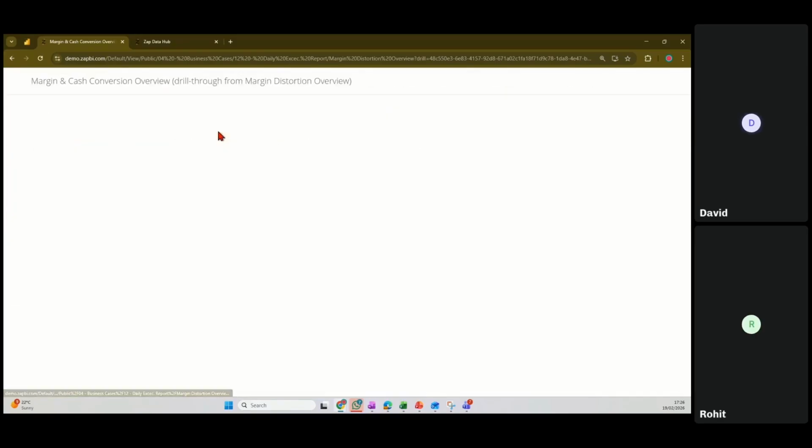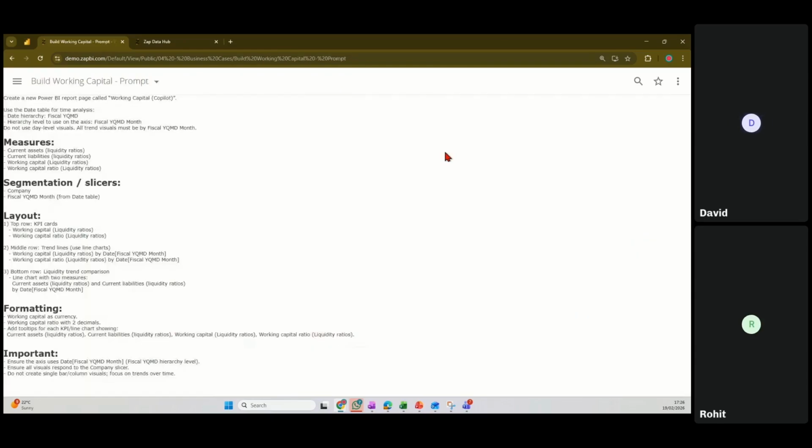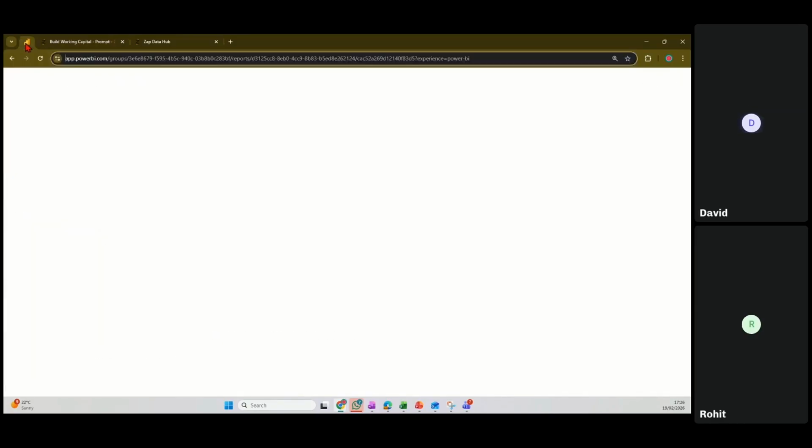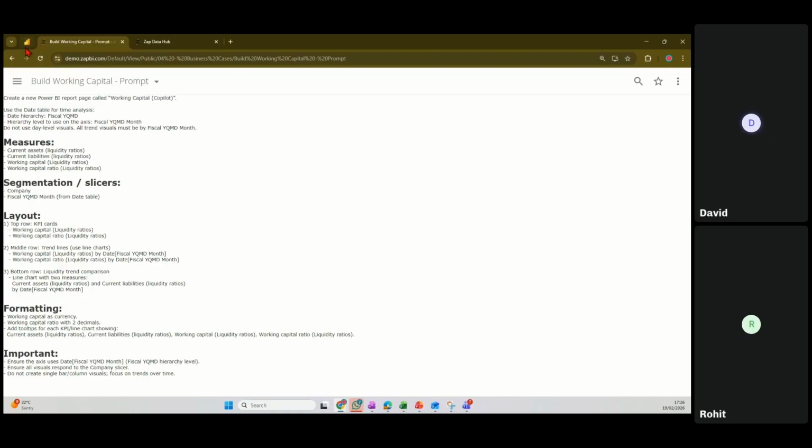Now I want to show you something quite nice as well. We can use AI with Excel, right? I showed it using Copilot. But nothing is stopping us from using this on Power BI as well. And actually, the prompt that you see here, I'm not going to do it right now just because we are running out of time. But I literally copied and pasted this prompt, which is: create a new Power BI report named working capital in Copilot. I want you to use the following measures: current assets, liabilities, working capital. I want you to use these segmentations, companies. I want you to have this layout and some formatting rules, right?